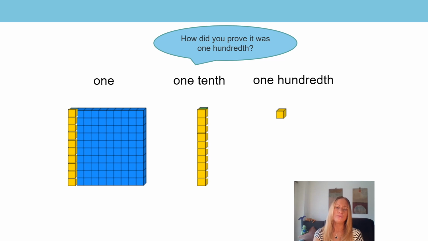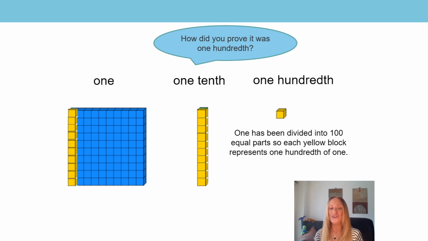And so we can scale up by 10, can't we? Because we know 10 tenths was the same as 1. So if I scale 10 hundredths by 10, then I would have 100 hundredths would make 1. Fantastic. So 1 has been divided into 100 equal parts, and each yellow block represents 100th of 1. Really well done. So we can say, can't we, that 1 is 100 times the size of 100th, and 100th is 100th of 1. Fantastic.